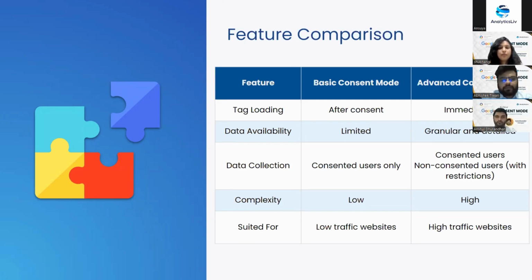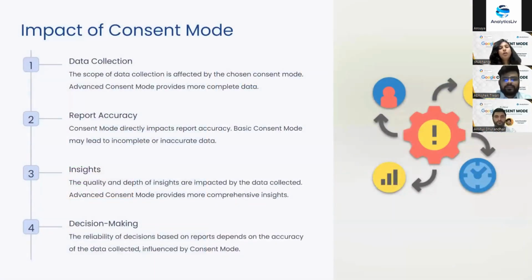Okay, so that makes it clearer actually. So we can say the choice really depends on the specific needs of the user and the capabilities of the website. Yeah, exactly. It's important to consider both your technical capacity and your data requirements when choosing between the two. Okay. So now let's talk about what happens if advanced consent mode is not implemented.